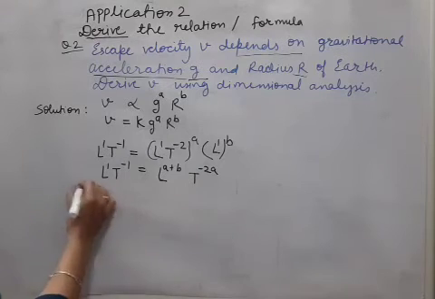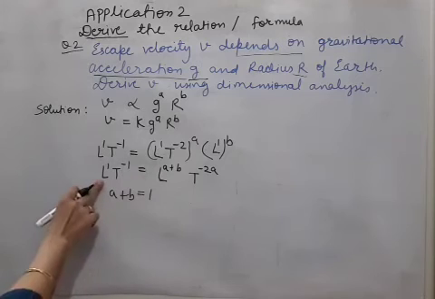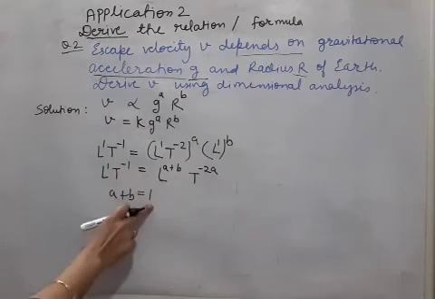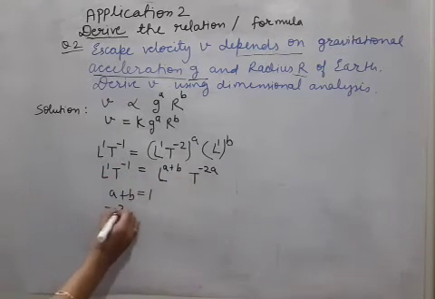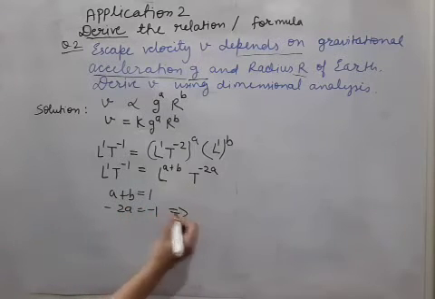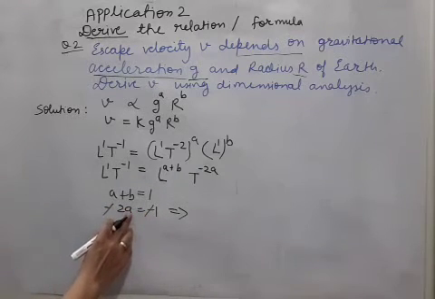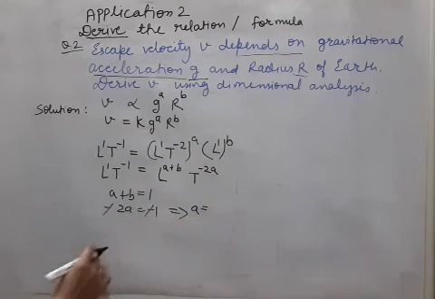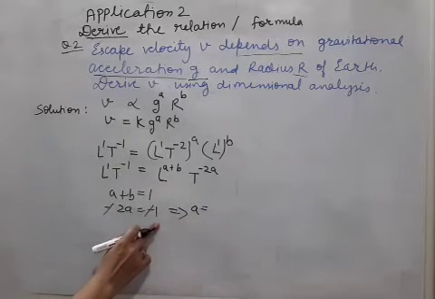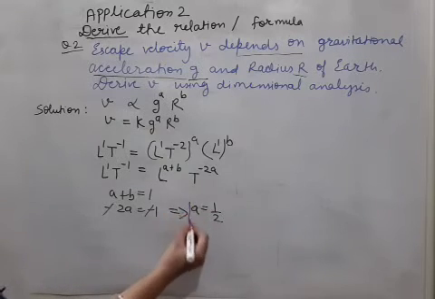Next step is comparison. L power is compared with L power: a plus b equal to 1. T power is compared with t power. From this equation, minus 1 is getting cancelled, minus minus. So a will be obtained by shifting this 2 down, and it will become 1 by 2. So the a answer is obtained: a equal to 1 by 2.